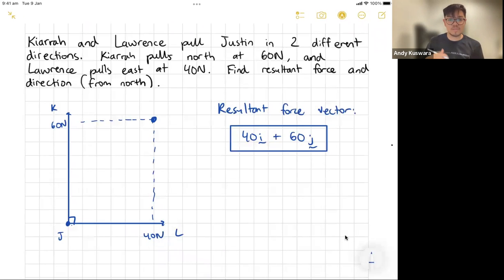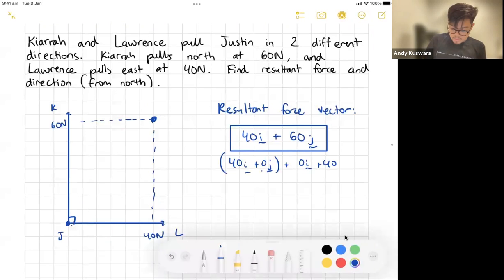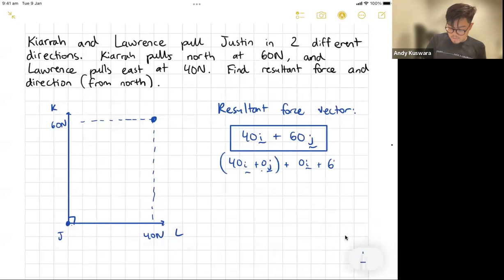Okay, so what you would do is if they gave you a couple of different forces acting on this one particular object, you would sum them together. Because theoretically this is 40i plus 0j, and then plus 0i plus 60j. That's technically what it is. Now what's happening is we're going to get this resultant force vector.